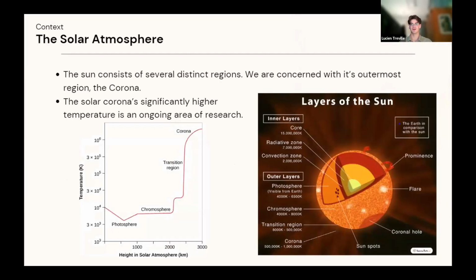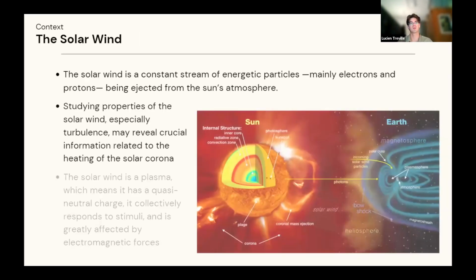So first things first, we have our lovely sun. Now, the sun is made up of several distinct regions, but for this summer, I was only concerned with the corona, being the outermost part of its atmosphere. Something that's kind of odd about the corona is that you expect the temperature to go down as you get further from the sun, but as you can see on this graph on the bottom left, we actually see a massive spike in temperature right towards the corona, and this is still an ongoing area of research. So this is what I was trying to work on this summer.